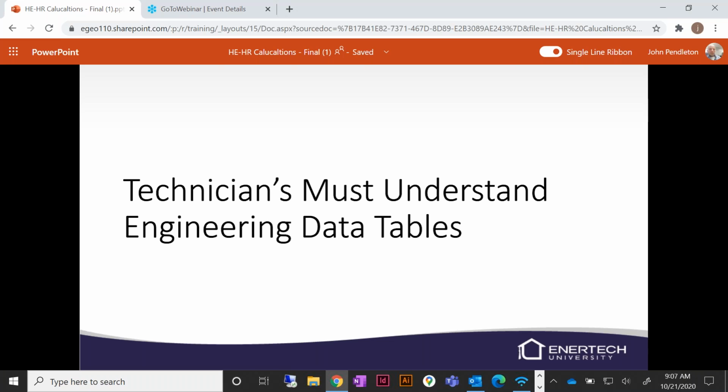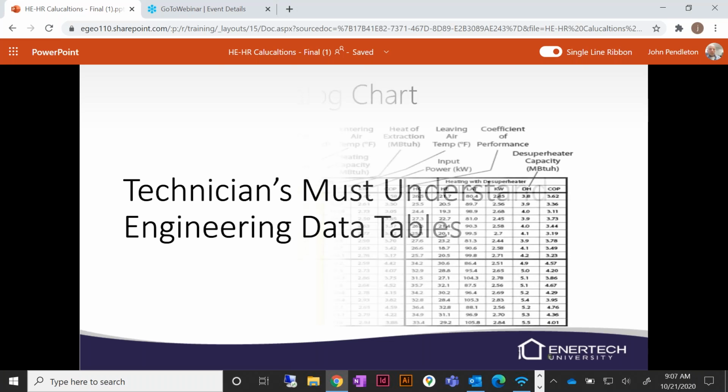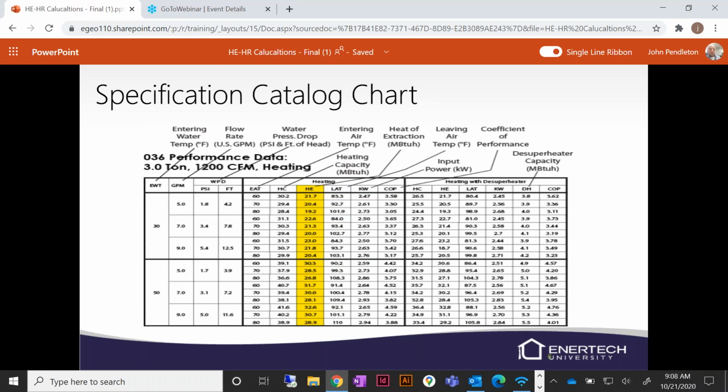So the first thing we've got to do is understand the engineering data tables in the manual. So we'll pull up a manual here. This is similar to what the ones in the manual now really break down. This has 30-degree entering water temperature, and then it jumps to 50. In the newer manuals, we'll have 30, 35, 40, 45, 50. So it'll really bring you a lot closer into it.